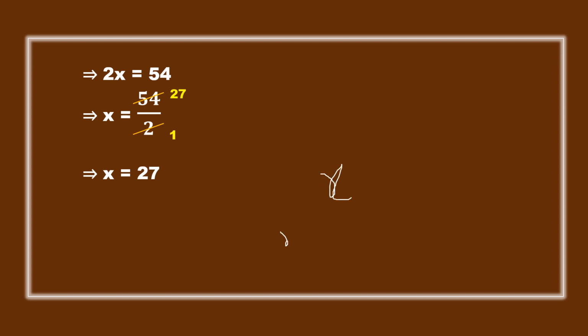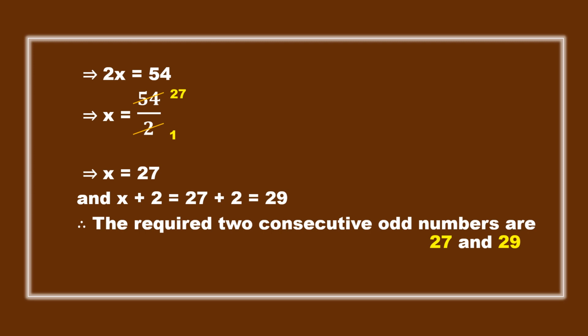The other number is x plus 2, right? We have two consecutive odd numbers, one is x and one is x plus 2. So substitute this x in these two values. x is my one number, and x plus 2 is 27 plus 2, which is 29. So I can write the two consecutive odd numbers are 27 and 29.